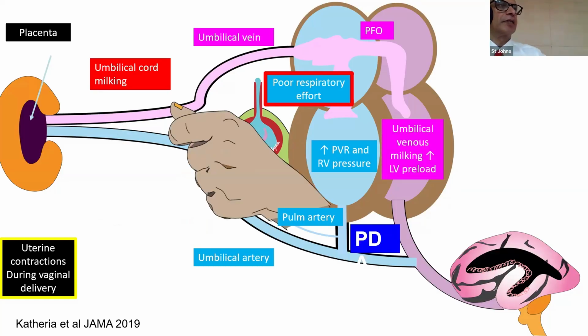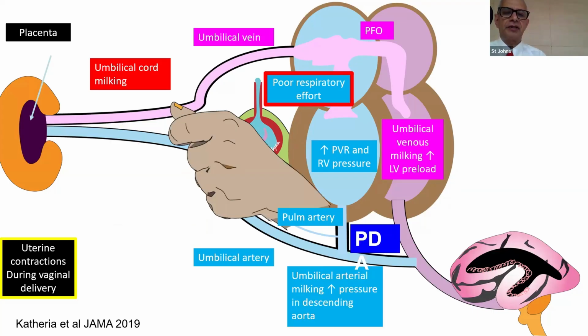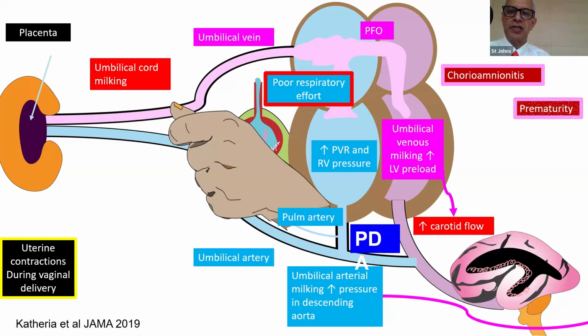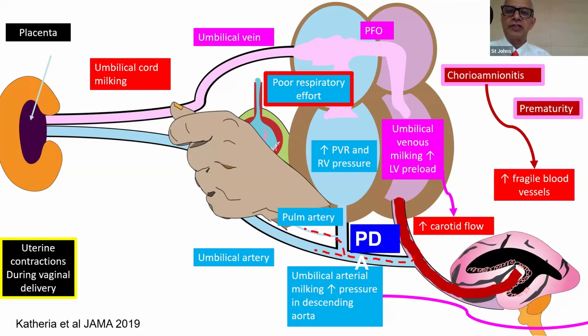But at the same time, when you're milking the umbilical vein, you're also milking the umbilical artery over here. And when you milk the umbilical artery, there is increased pressure in the umbilical artery. And when the baby is not breathing and has poor respiratory effort, this blood cannot go anywhere else. And all this increased preload blood is diverted towards the carotid arteries, and that results in a much higher increase in blood going into the baby's brain. And a preterm baby who has fragile blood vessels can have a fairly large bleed.